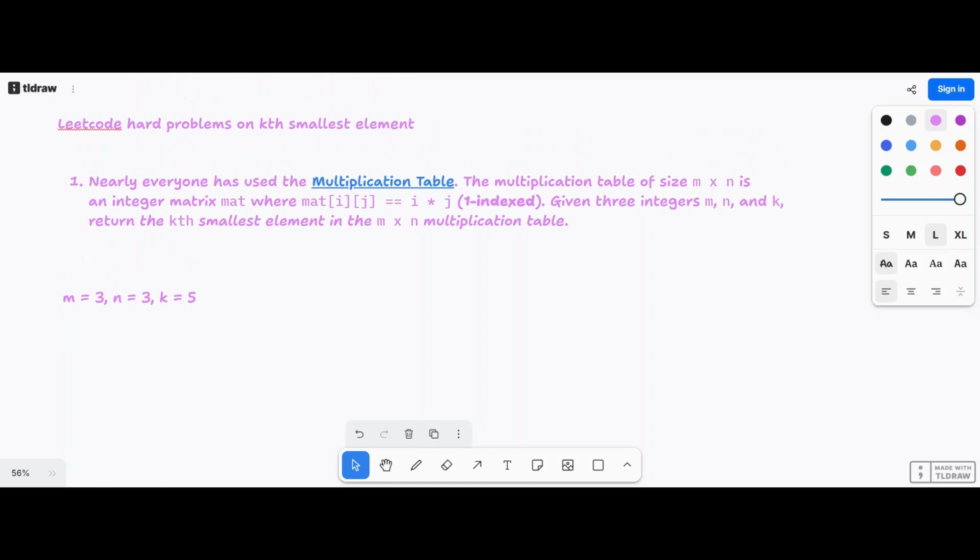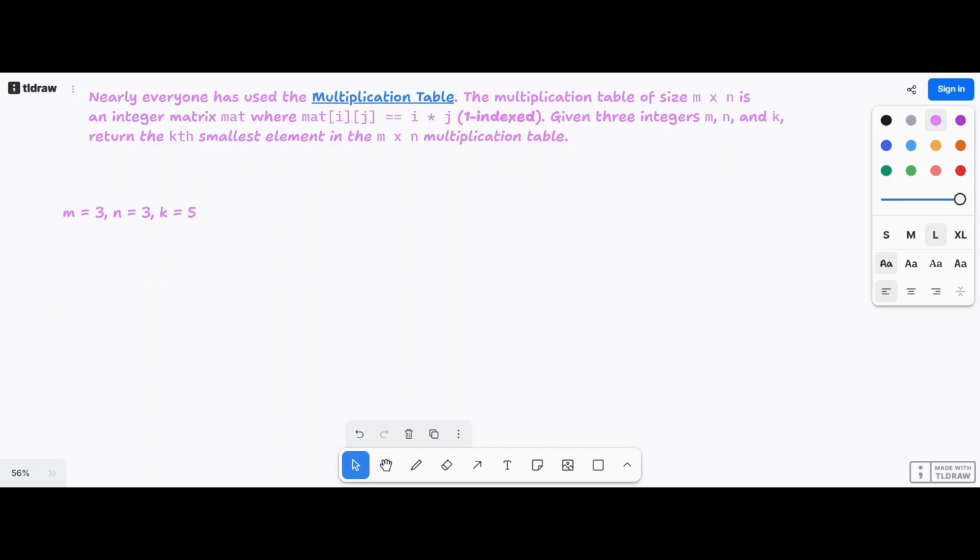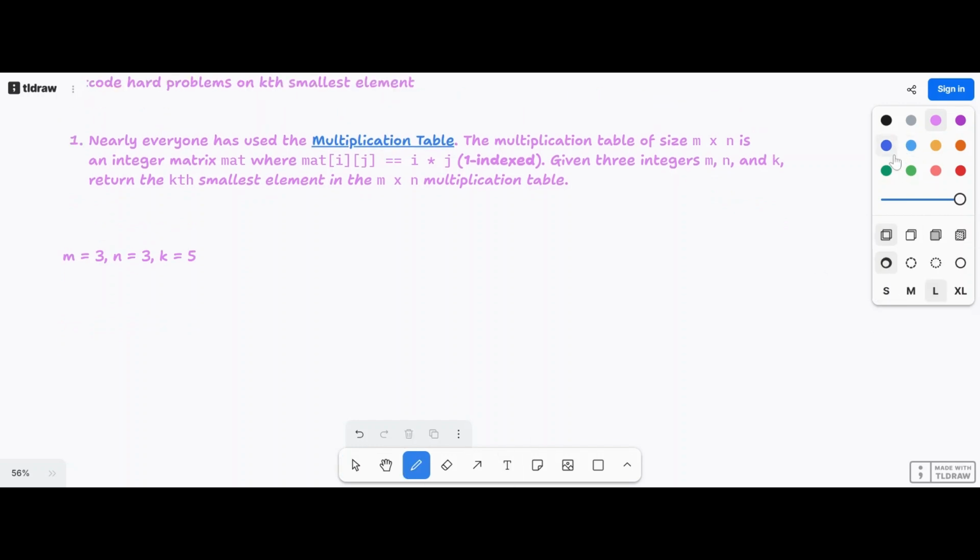Today we'll be going to solve two LeetCode hard questions related to this topic. So the first question says that nearly everyone has used the multiplication table. The multiplication table of size m cross n is an integer matrix where matrix[i][j] is equal to i into j, one indexed, if we consider one indexed. Given three integers m, n, and k, we have to return the kth smallest element in the m cross n multiplication table. Okay, let me draw and explain.